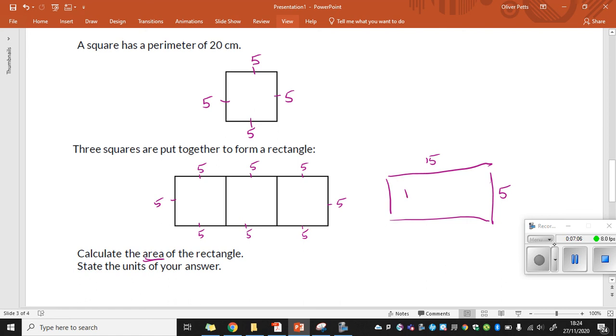To find the area of the rectangle, we just need to times length and width together. 15 times 5 gives us a total of 75. The units, well, we're working in centimeters to begin with. So each of these 5s are 5 centimeters. So this is actually 15 centimeters by 5 centimeters. So our answer is going to be 75 centimeters squared. Very important. It does tell us to state the units. If we hadn't, then we might have lost ourselves a mark.